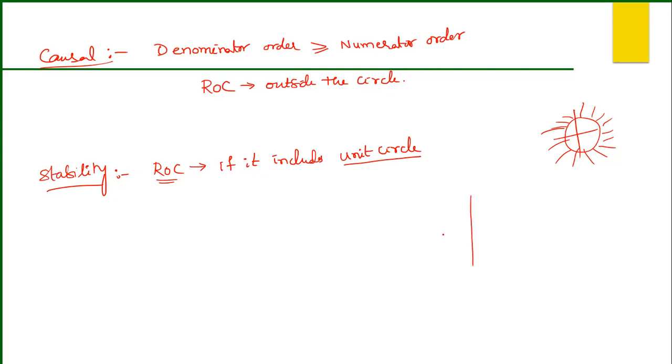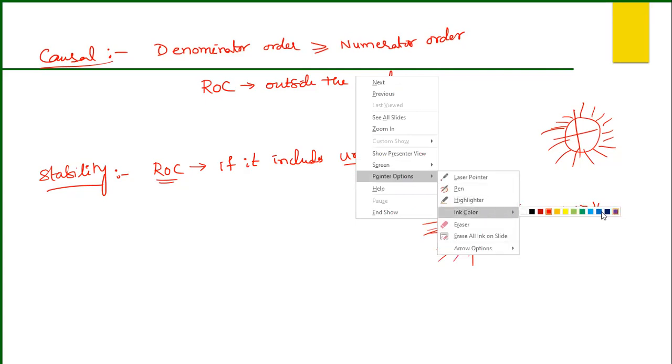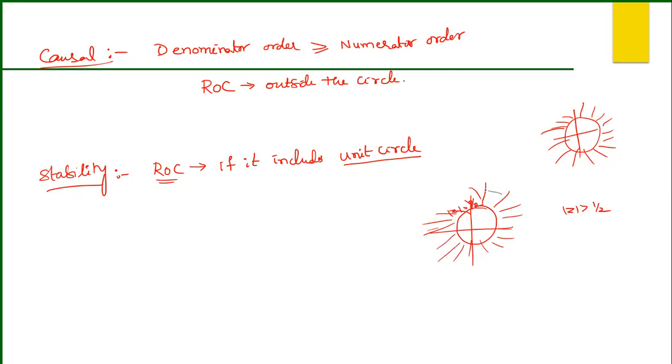For example, this is the circle mod z equal to 1/2, radius 0.5. Now the ROC is mod z greater than 1/2. Where will the unit circle be? Unit circle means radius is 1, so somewhere here it will be. Now see whether the ROC includes the unit circle or not. It does, that's why this system is called stable.